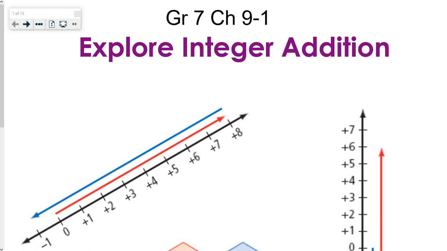Hi, this is grade 7, chapter 9, part 1, exploring integer addition. So let's get to it.